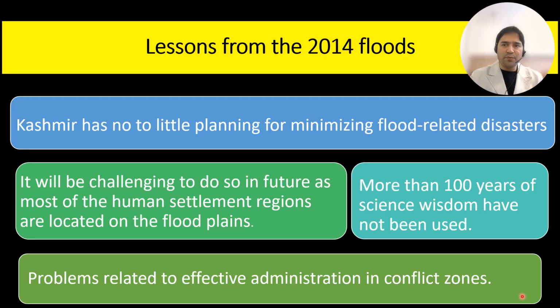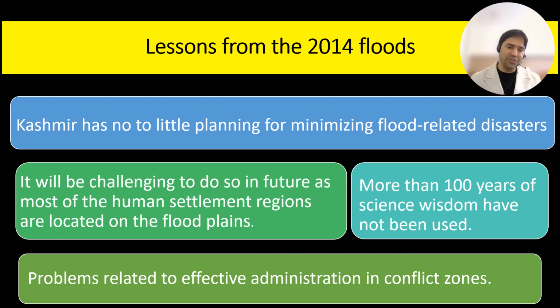So therefore, what we have learned so far is that Kashmir has little planning for minimizing flood-related disasters, and it will be challenging to do so in the future, as most of the human settlement regions are located in the floodplains. More than 100 years of science wisdom have not been used. This is something that we have to be worried about.